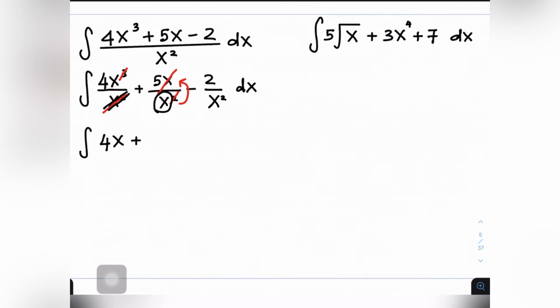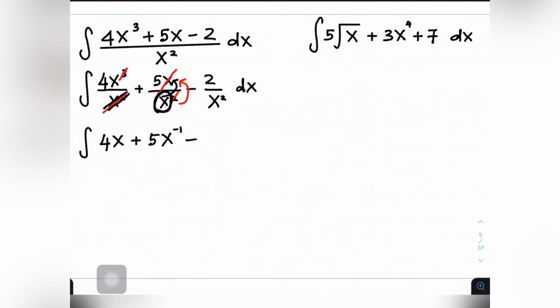So x to the power of 1, if you want to bring it on top, you want to change the position, the power will become the opposite sign. So if now the power is x to the power of 1, now it will become x to the power of negative 1. It will change the sign of the power for your variable.